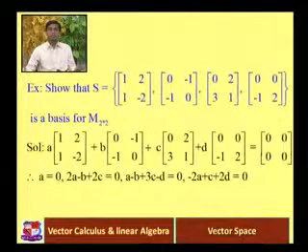So from that equation we will get a is equal to 0, 2a minus b plus 2c is equal to 0, a minus b plus 3c is equal to 0, a minus b plus 3c minus d is equal to 0, and minus 2a plus c plus 2d is equal to 0. To solve these four equations we have to use matrix.